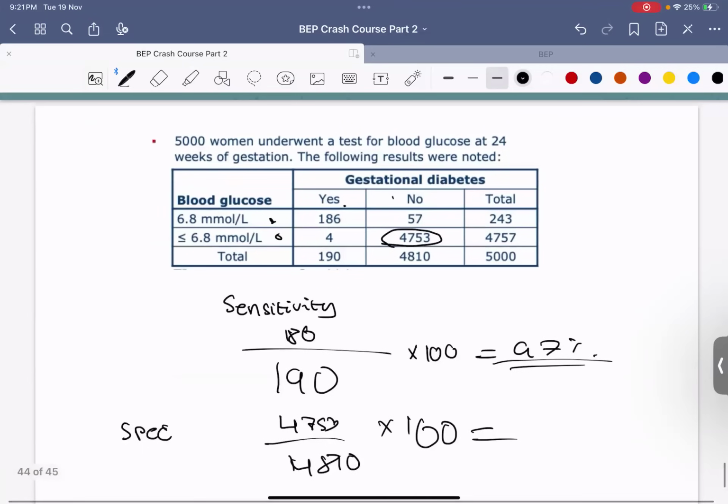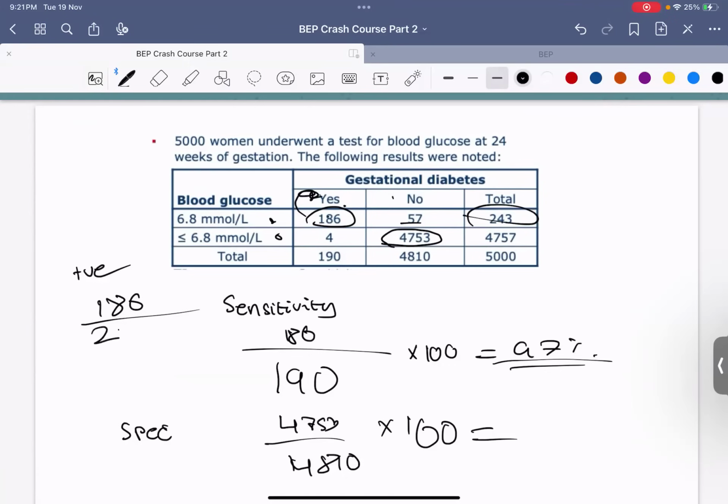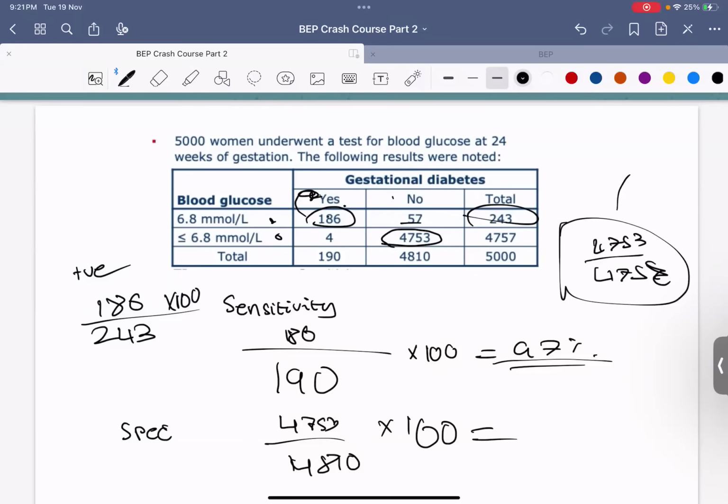For predictive value, you do positive predictive value: 186, which is people who tested positive and have the disease, over the total amount of people who tested positive, so 243. Again, it has a good positive predictive value and it has a good negative predictive value. So 4753 over 4757. Very good negative predictive value. Okay. So this test is very good. It has good everything.